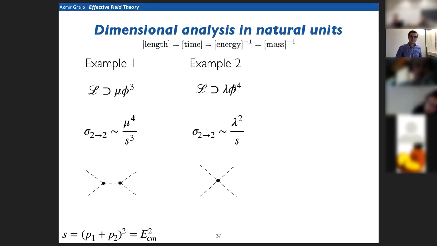So example two is phi to the four theory. Here, if you do the naive dimensional analysis, you get that the cross section goes as lambda squared over s. So here you still have enhancement at low energies and suppression at high energies, but it's not as dramatic as in the case of example one.